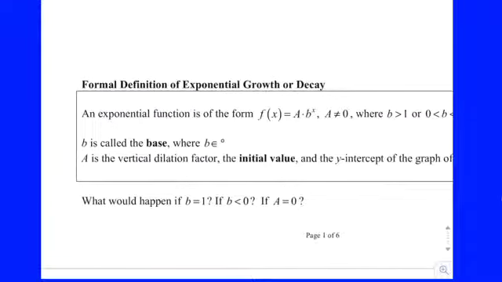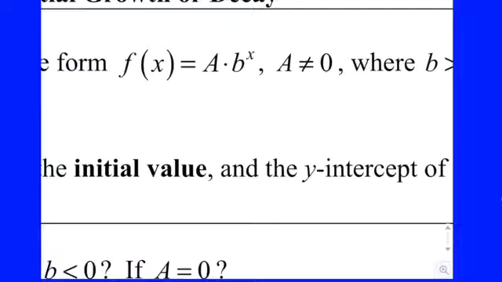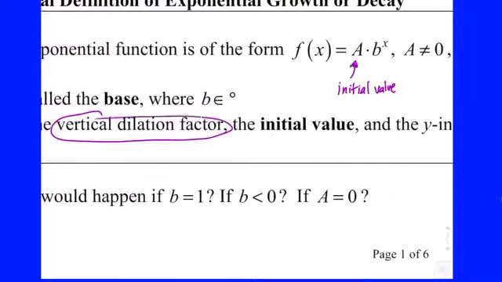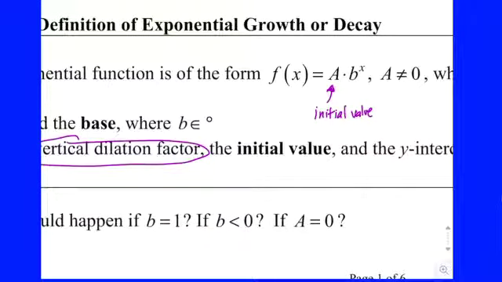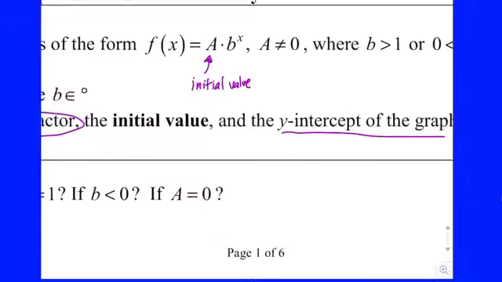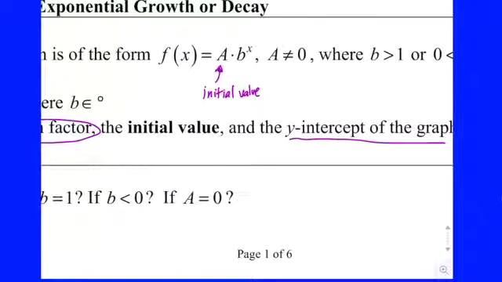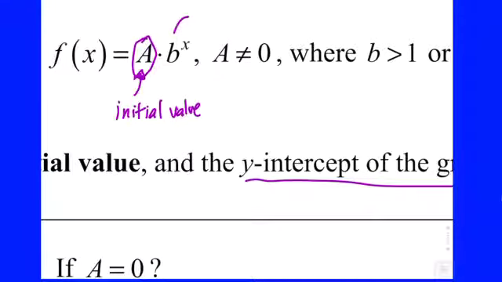Here's the formal definition of exponential growth or decay. An exponential function is of the form f(x) = A times B to the x, where A is not zero. This A is your initial value, but it's also your vertical dilation factor. In transformations, putting an A in front is a vertical stretch or compression. It's also your y-intercept on the graph. In applications of exponentials, A is your starting, or seeding, value. B is the base, and x is the exponent.